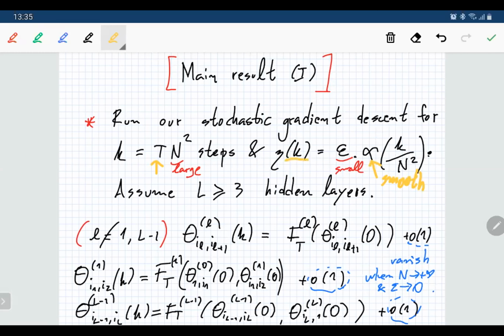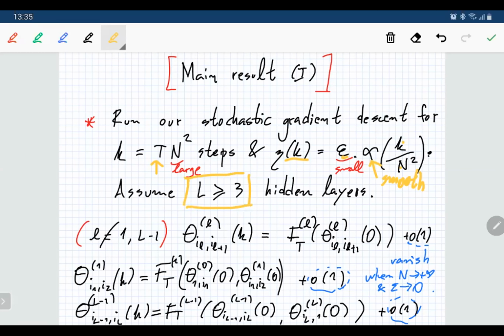And you take the step size to be epsilon times something that's this alpha of k divided by n squared. So what this is saying is that the correct time scale to look at things is n squared, right? If you want to see a limit. And I also assume that there are at least 3 hidden layers, and maybe I'll explain why that is later.